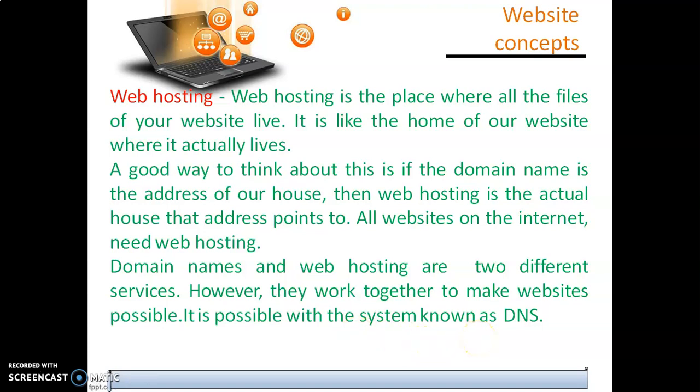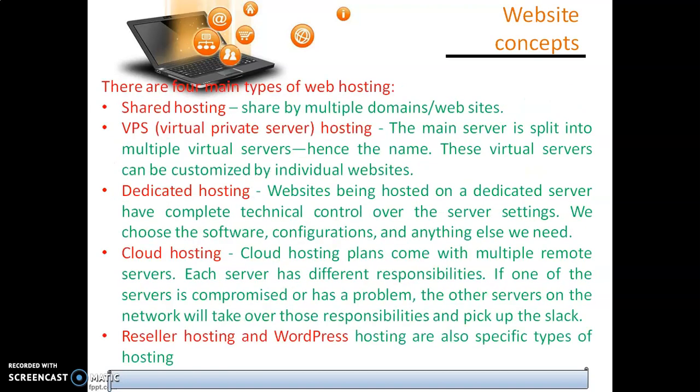So what is web hosting? Web hosting is the place which is the actual address for the files. If the domain name is the address of our home, then web hosting points to that home. Now the last thing we are discussing in the website context: there are four main types of web hosting. Shared hosting means it can be shared by multiple domains or websites. Virtual private server means the main server is split into multiple virtual servers, hence the name VPS. These virtual servers can be customized by individual websites.